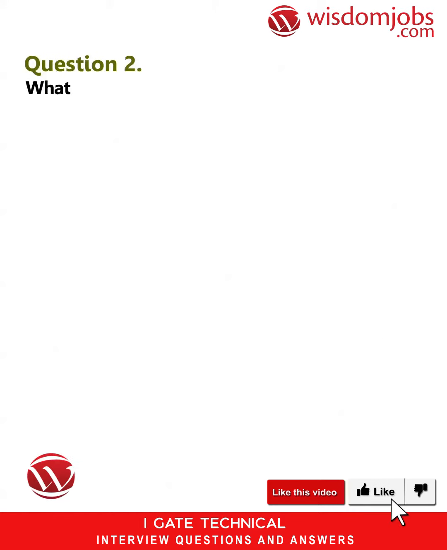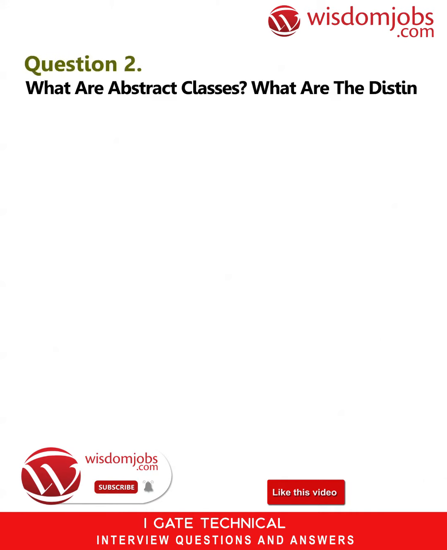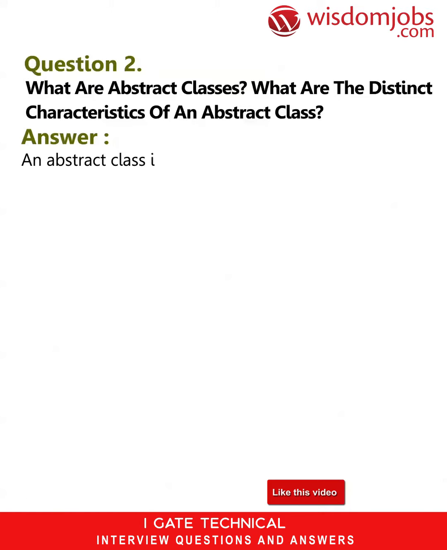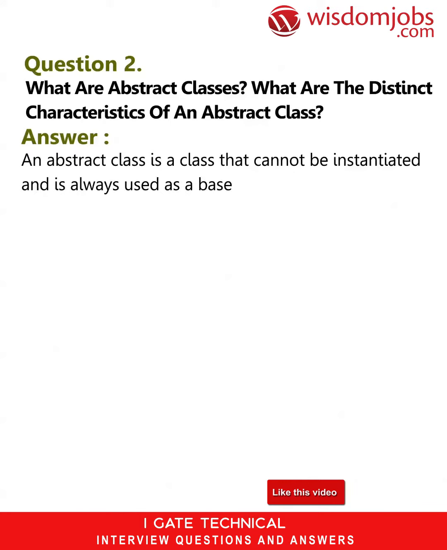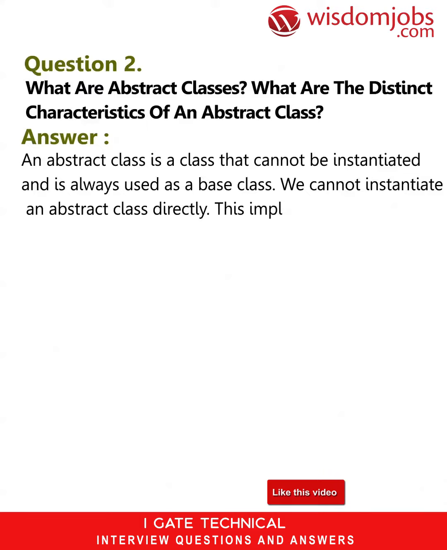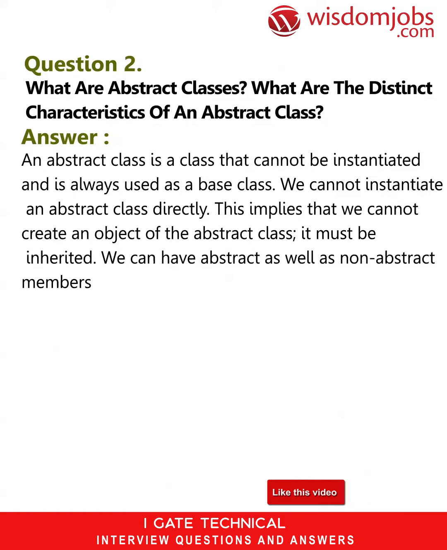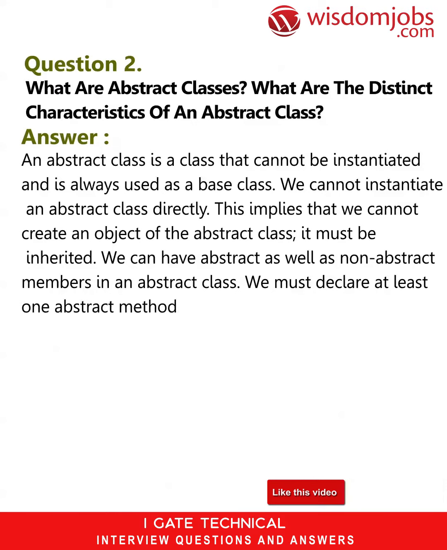Question 2. What are abstract classes? What are the distinct characteristics of an abstract class? Answer. An abstract class is a class that cannot be instantiated and is always used as a base class. We cannot instantiate an abstract class directly. This implies that we cannot create an object of the abstract class. It must be inherited. We can have abstract as well as non-abstract members in an abstract class. We must declare at least one abstract method in the abstract class.